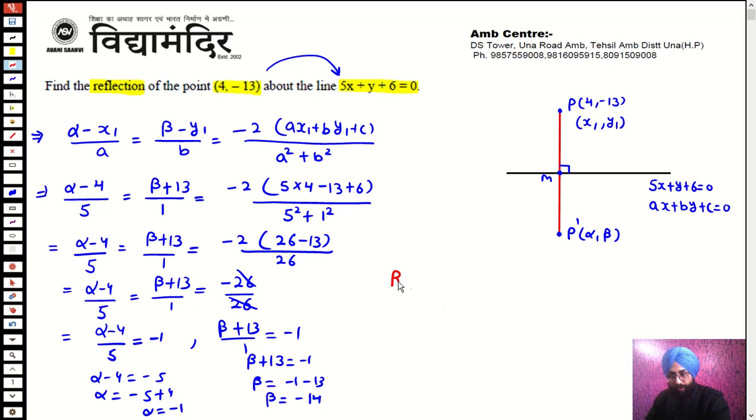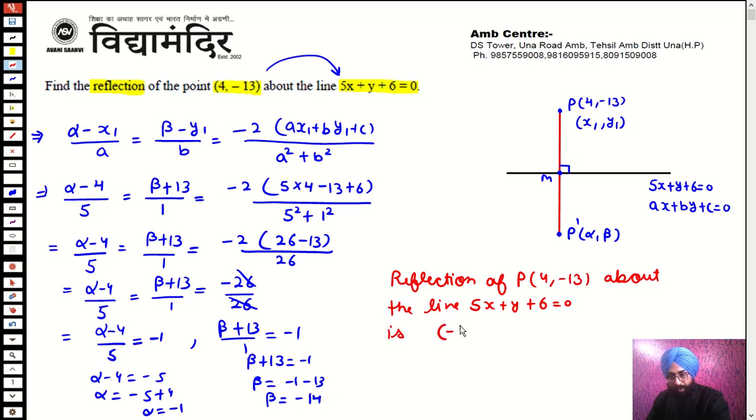So the reflection or image of point P (4, -13) about the line 5x + y + 6 = 0 is given by (-1, -14). That's it. This is how you solve this question. The other way will be lengthy, but that will also give you the same answer.